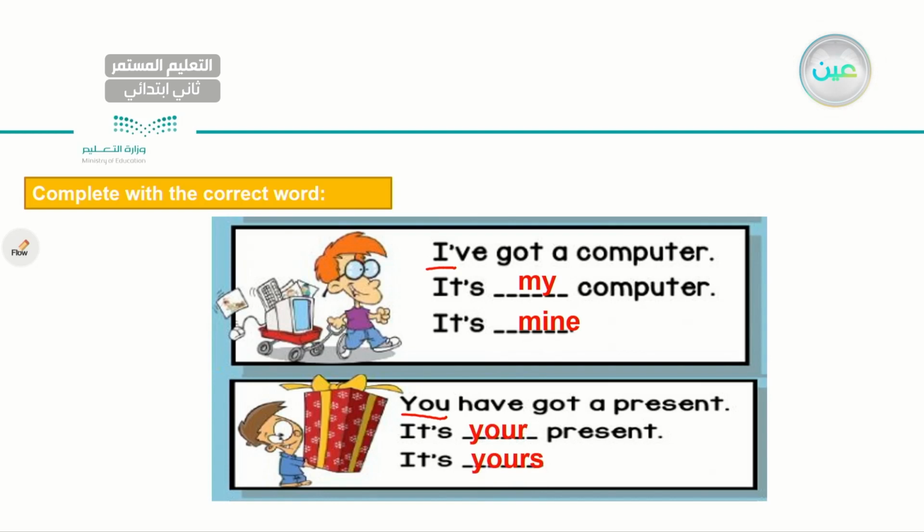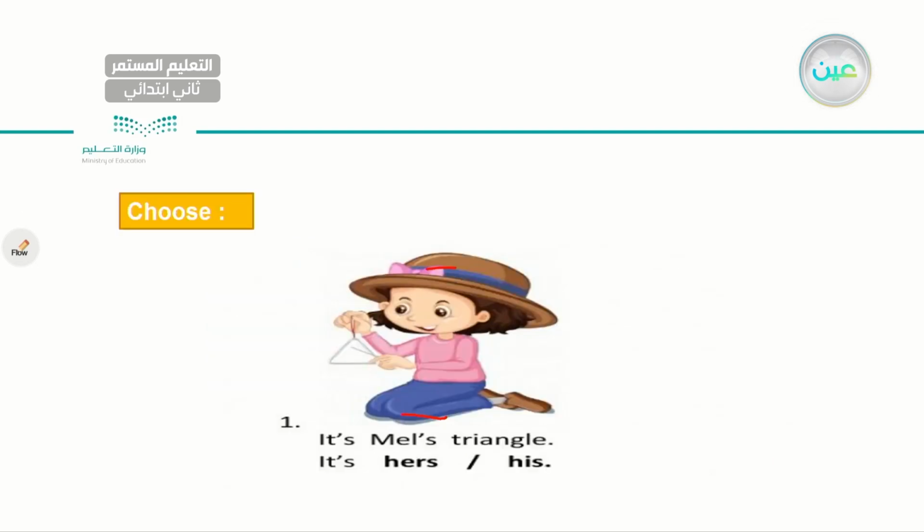Excellent. So let's read our answers one more time. I've got a computer. It is my computer. Very good. It is mine. Next one. You have got a present. It is your present. It is yours. Very good, very good. Let's try to choose the correct answer here. It is her triangle. It is hers. Very good. Hers. It is hers, not his, since I'm talking about a girl, she. Okay?